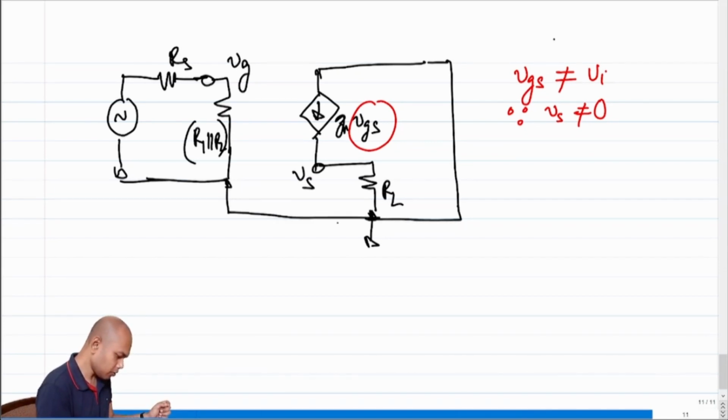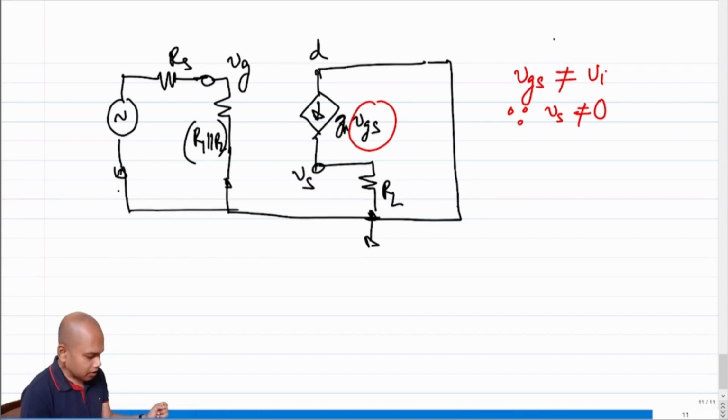Okay, so this was also grounded, right? So now, what is this drain? The drain is grounded. The drain becomes incrementally grounded. Since the drain becomes incrementally grounded, there is a common nomenclature for this. This is also called a common drain amplifier.